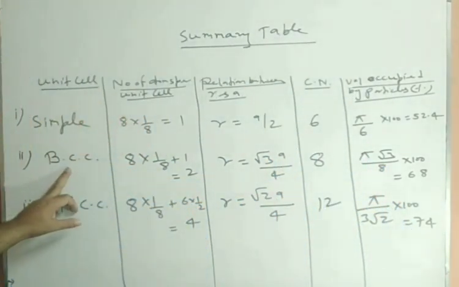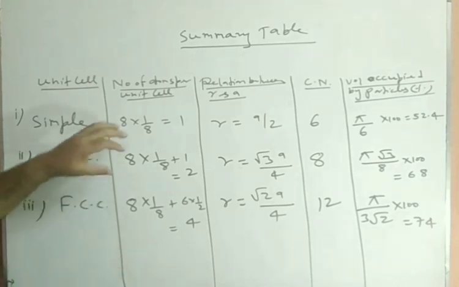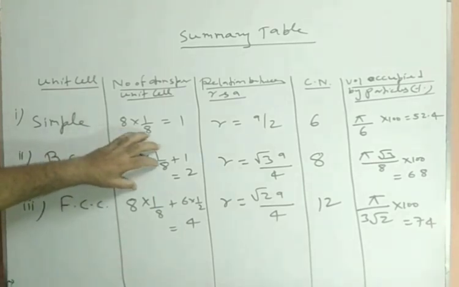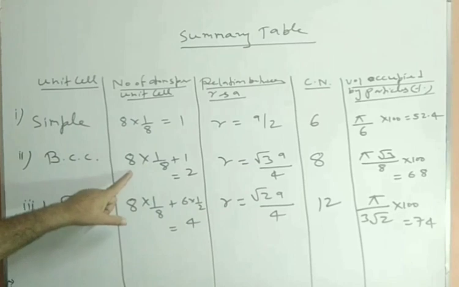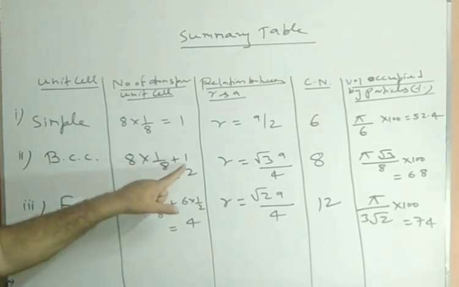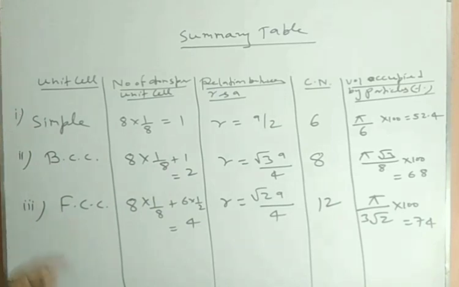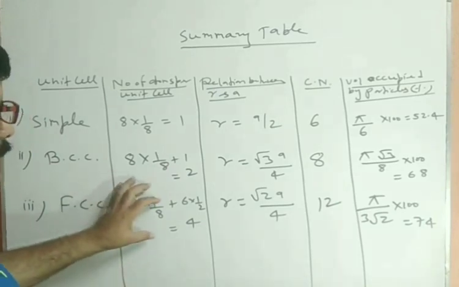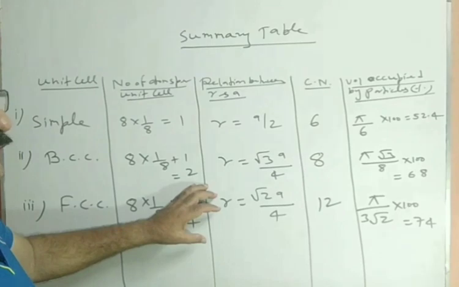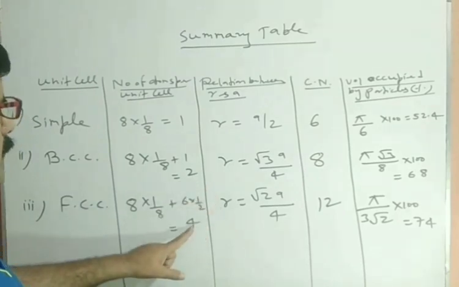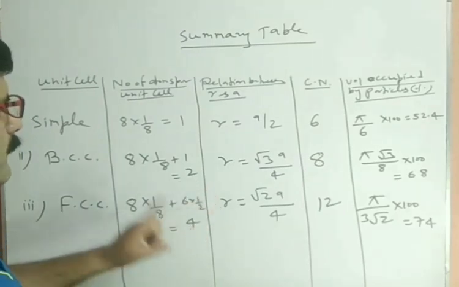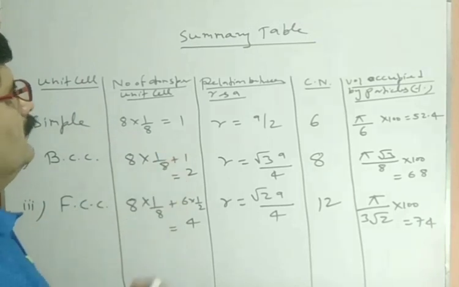Similarly, in body centered, the contribution by 1 atom through the corner plus through the body center, the total contribution is equal to what? 2. In face centered cubic, contribution by corner atoms plus contribution through faces, total number of atoms per unit cell is equal to what? 4. What is R?